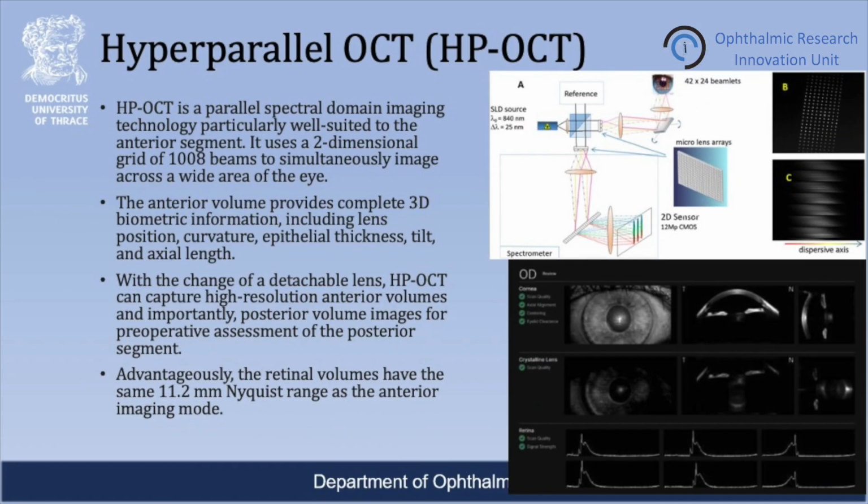Another modern biometry technology is hyperparallel OCT, which is a parallel spectral domain imaging technology particularly well suited to the anterior segment. It uses a two-dimensional grid of 1008 beams to simultaneously image across a wide area of the eye. The anterior volume provides complete three-dimensional biometric information, including lens position, curvature, epithelial thickness, tilt, and axial length. With the change of a detachable lens, hyperparallel OCT can capture high-resolution anterior volumes and, importantly, posterior volume images for preoperative assessment of the posterior segment. Advantageously, the retinal volumes have the same 11.2 mm Nyquist range as the anterior imaging mode.